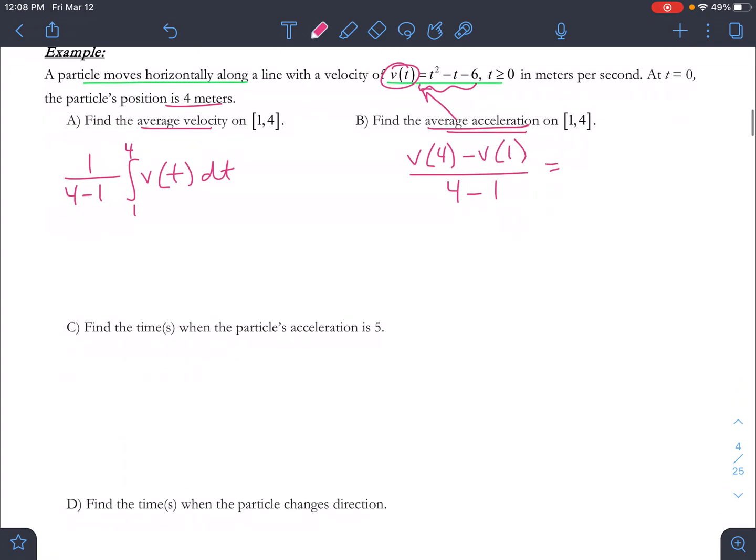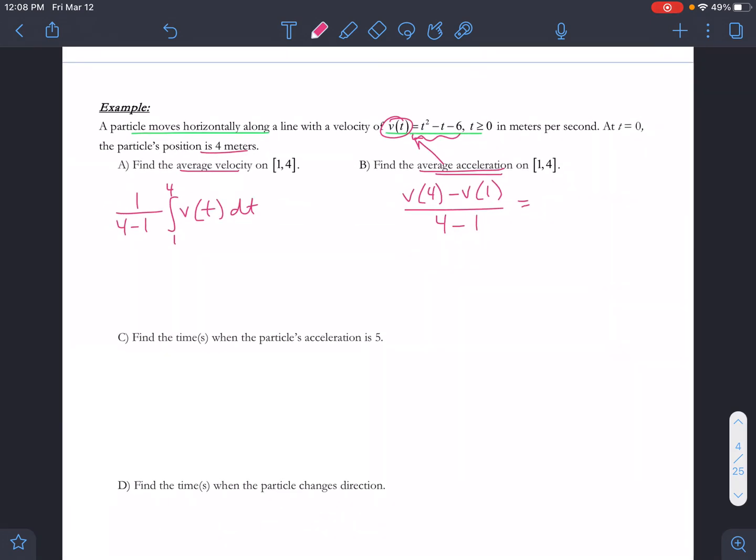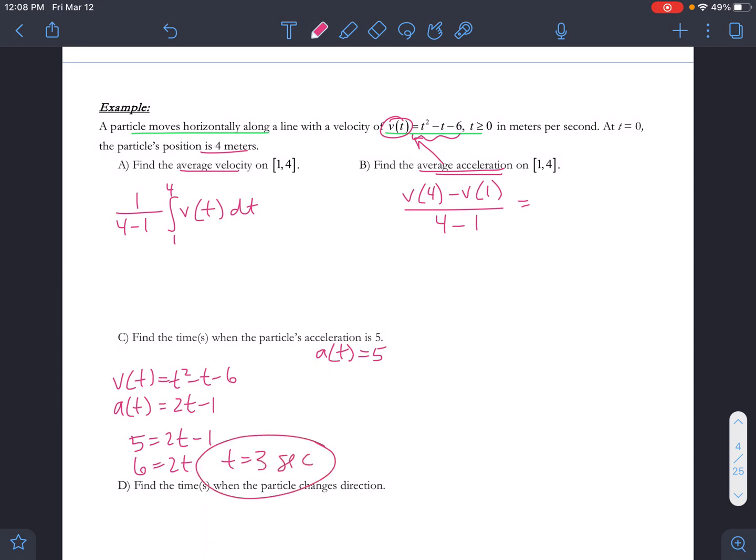So take a look at C. It says find the times when the particle's acceleration is 5. So you want to know when is a of t 5. All right, well, you're given velocity. Okay, that's t squared minus t minus 6. Acceleration is the derivative, 2t minus 1. When is that equal to 5? Add 1, and you get t is equal to, this is in seconds, so 3 seconds is when the acceleration would be equal to 5.